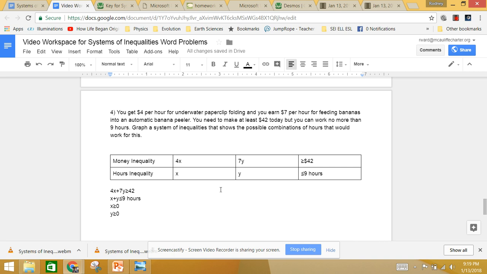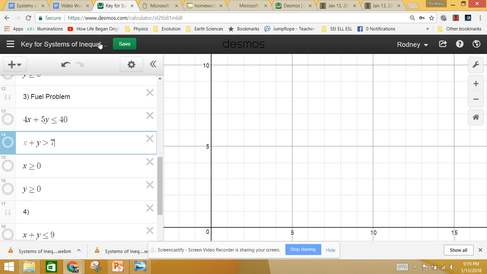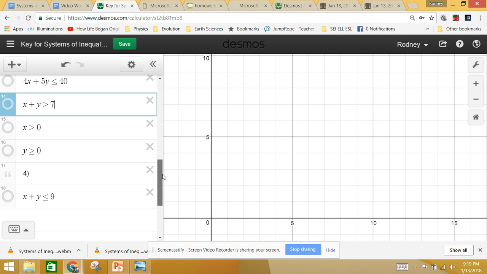I have all of my inequalities. There are no other inequalities to consider in this. I've got my explicit ones here and my implicit ones here, the implied ones. So let's go into Desmos and see how we graph all of these. So we're going to go to number 4 here.